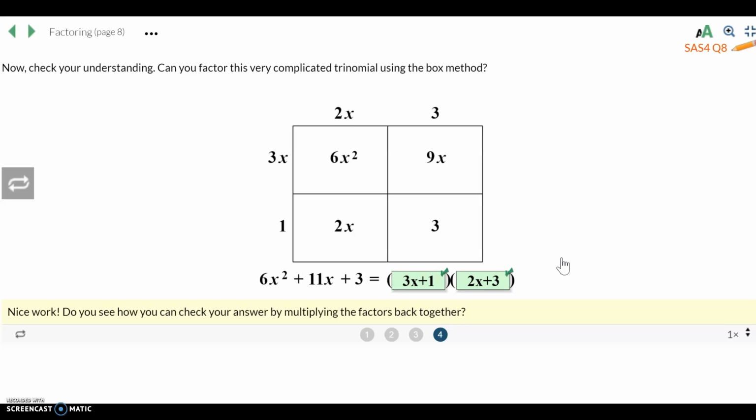And we can check our work by going back and multiplying using our front, outer, inner, last method and multiply each one, and we would get 6x squared plus 11x plus 3. All right, this week we are going to be practicing this a whole lot. But before we start practicing, I want to tell you about a couple of types of trinomials to look out for.